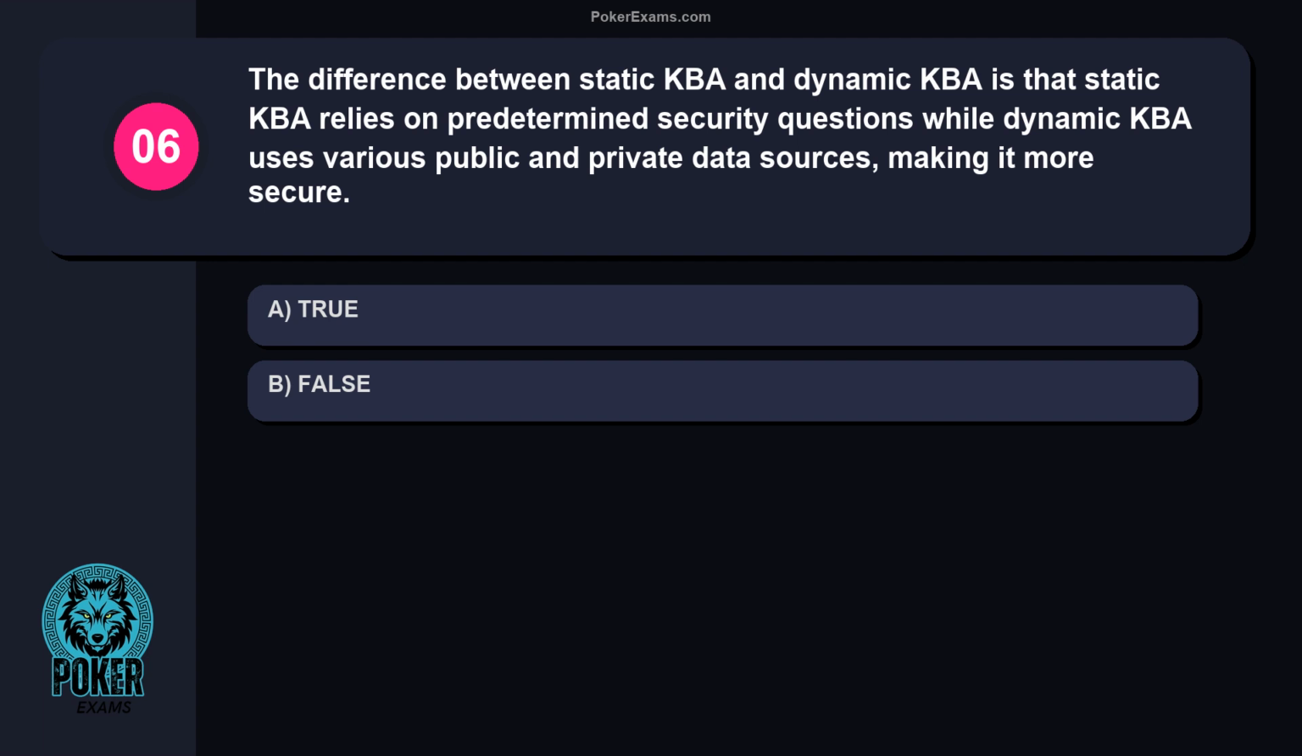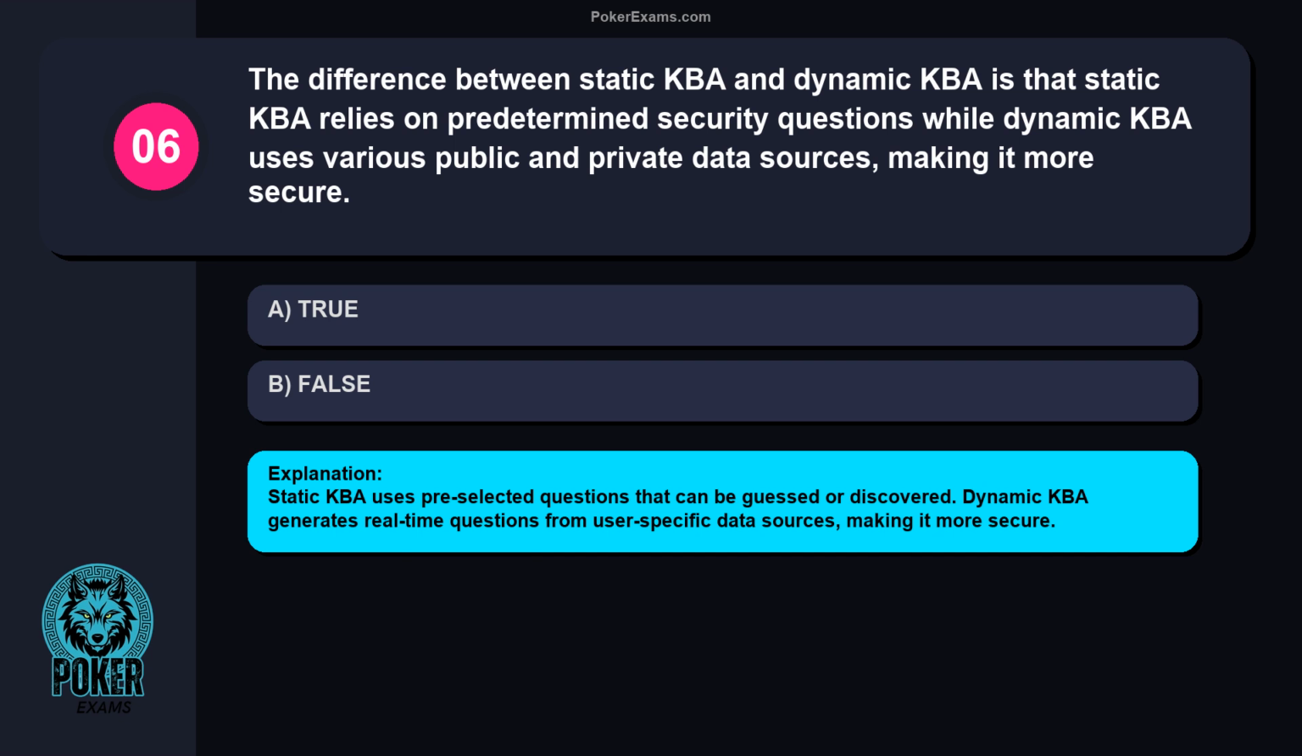Question 6. The difference between static KBA and dynamic KBA is that static KBA relies on predetermined security questions while dynamic KBA uses various public and private data sources, making it more secure. True, false. Static KBA uses pre-selected questions that can be guessed or discovered. Dynamic KBA generates real-time questions from user-specific data sources, making it more secure.